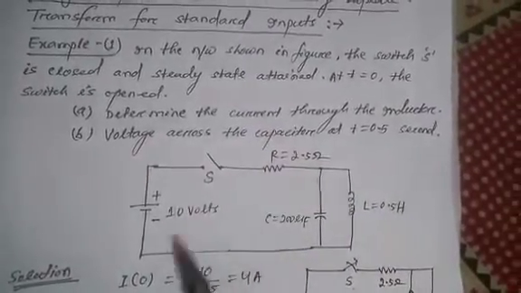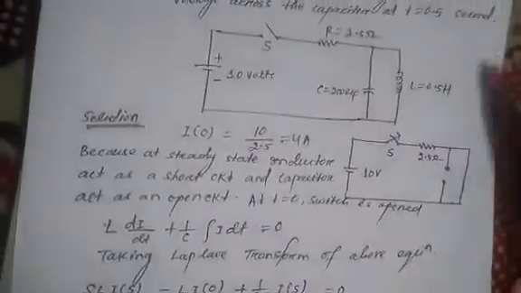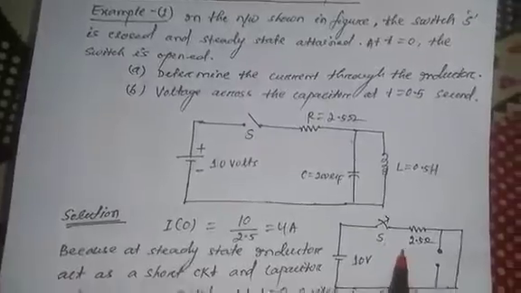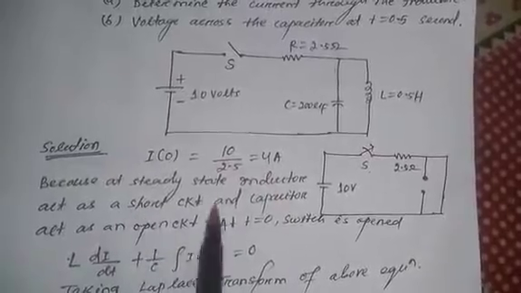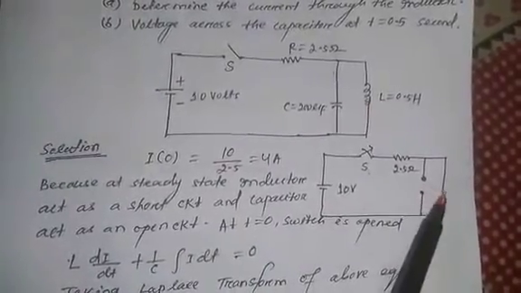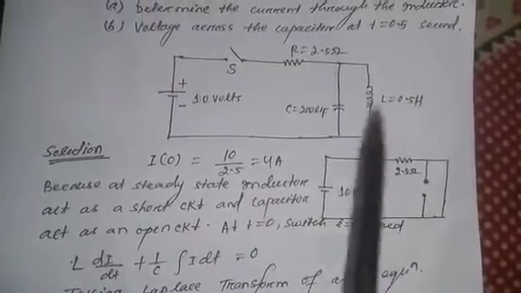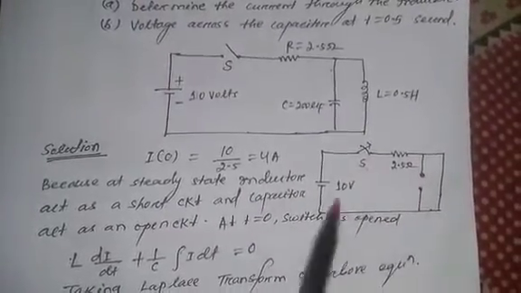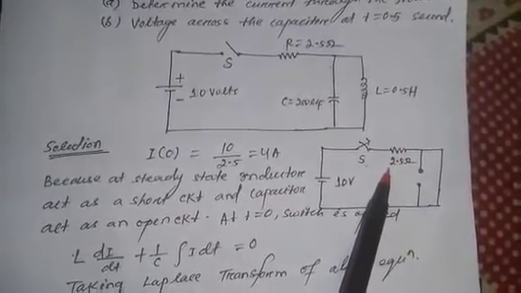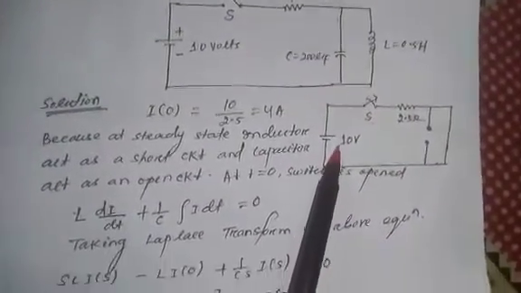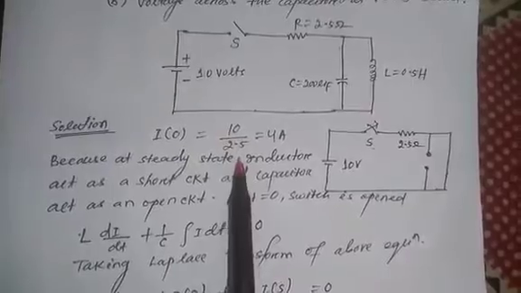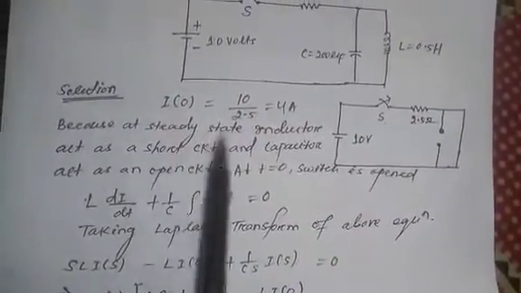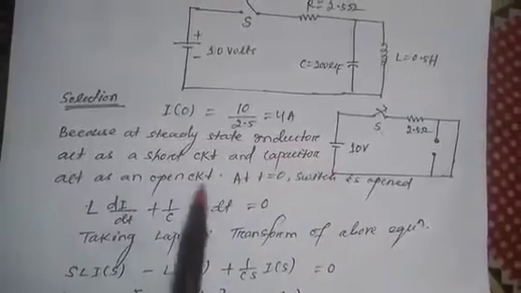This type of network is given. Initially, the switch S is closed. At steady state, the inductor acts as a short circuit and the capacitor acts as an open circuit, which means only the resistor is present in the circuit. The voltage is 10 volt. At the initial condition, I is equal to V by R, 10 divided by 2.5, which is 4 ampere.